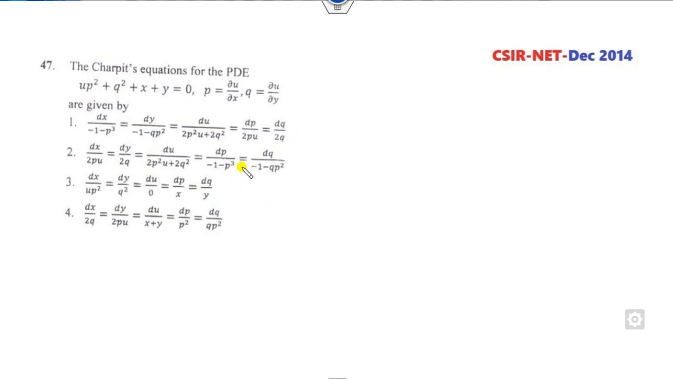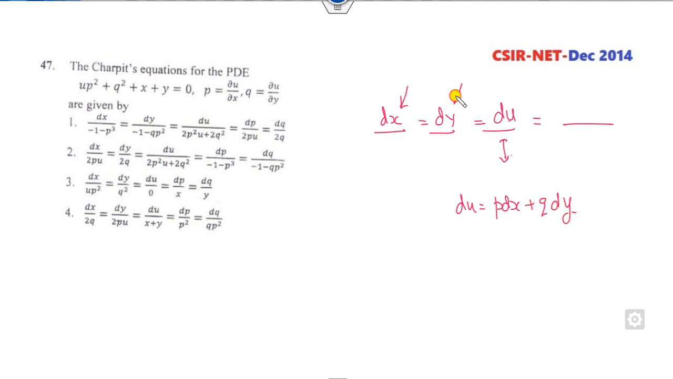Okay, the Charpit equations, please. So how can you solve that? We all know the shortcut trick for that. This is du and so on. How do you write this equation? Du is nothing but p dx plus q dy. So dx is here, dy is there. If I multiply this by p, multiply this by q and add them, it must be the same as this.